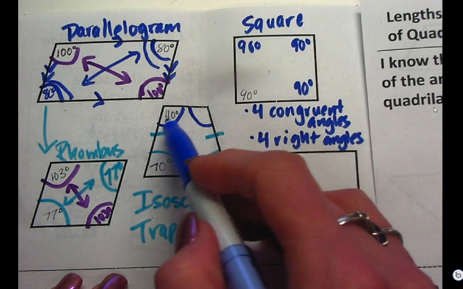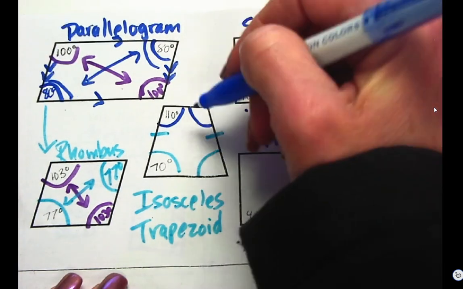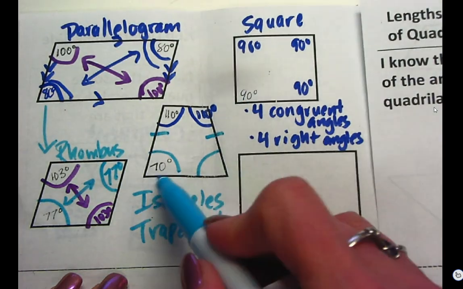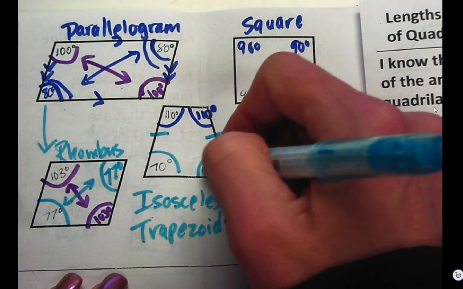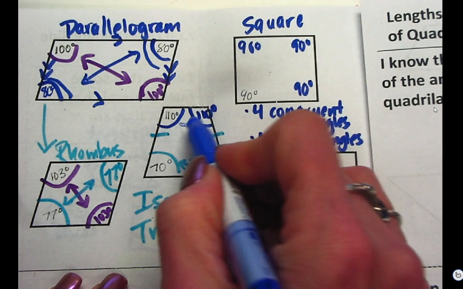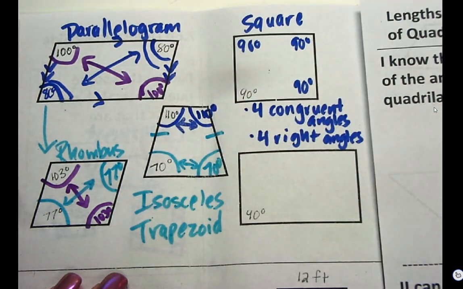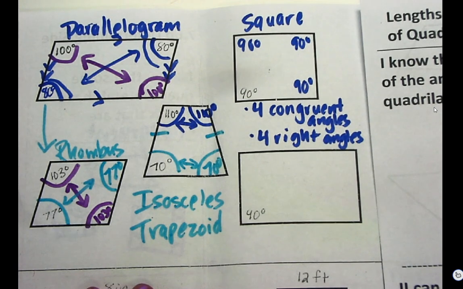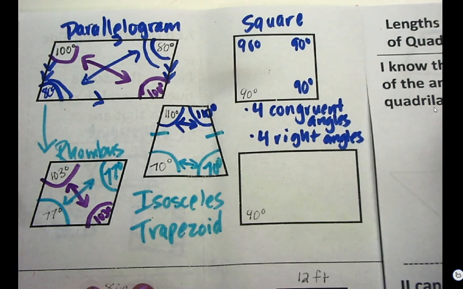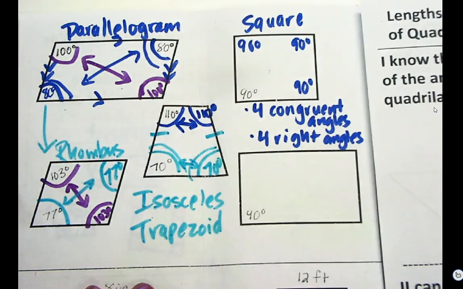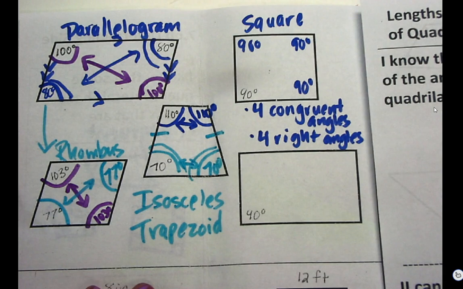So if this is 110, what's this? 110. But only for isosceles trapezoids does this work. And then if this is 70, what's this? 70. So it's not opposite angles this time. It's like next door neighbors. They're right next to each other. Angles that are next to each other. And then I should probably make an extra line because those are different than the ones on top.